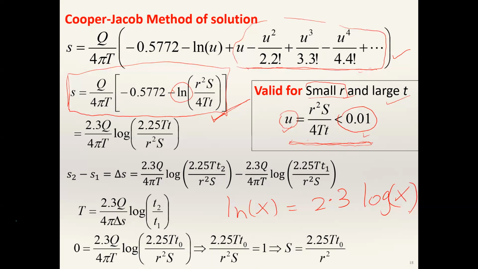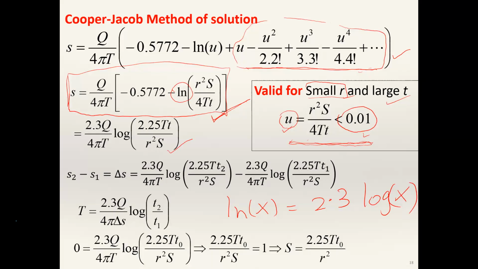All right. So for example, substitute ln 10. ln 10 will be equal to 2.3. Log 10 is equal to 1. Right? So that's it. They wrote the same equation in the log form like this. So this is the Cooper-Jacob equation.